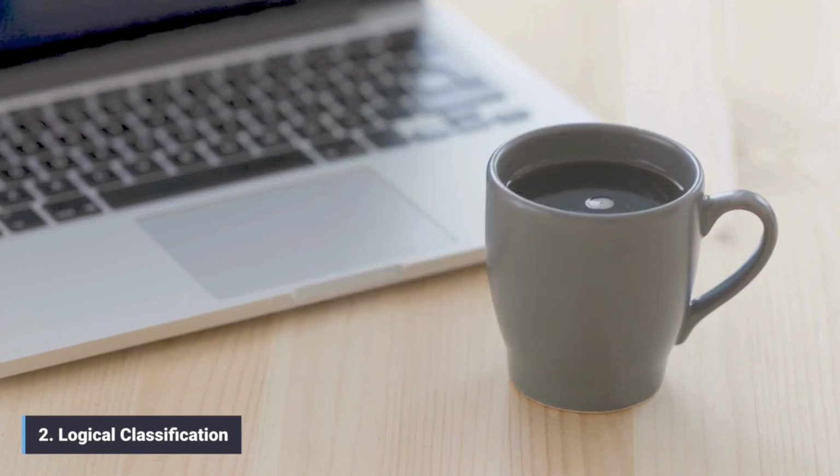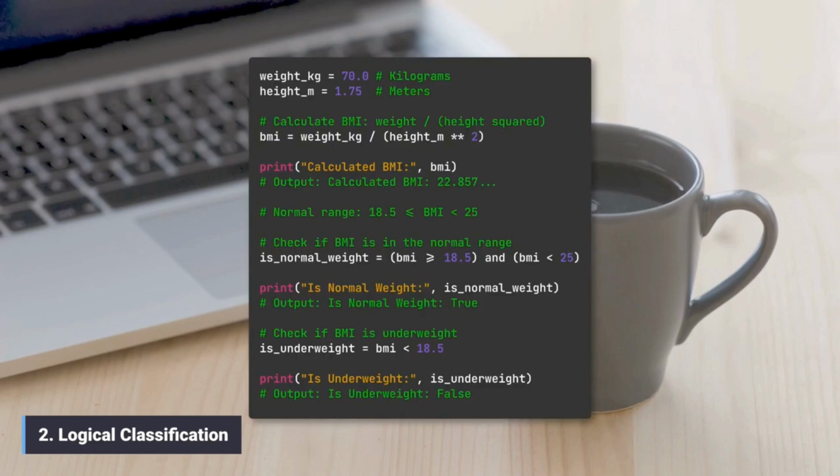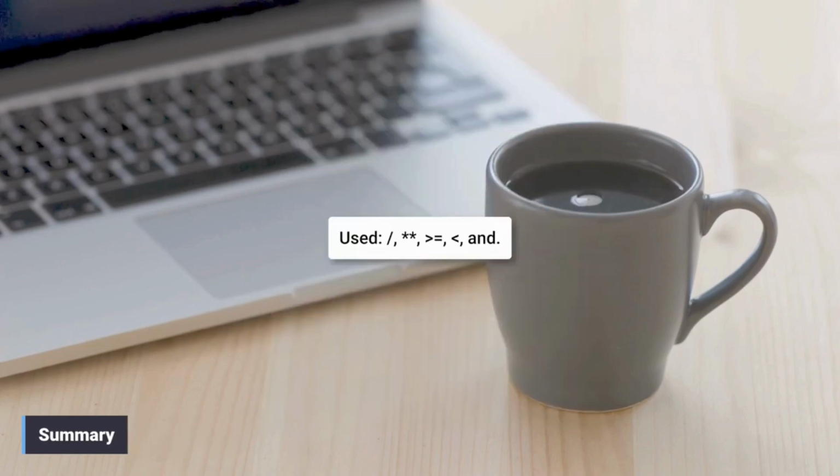We can similarly check for other categories, like if the person is underweight, which uses the less than operator. To summarize, we combined arithmetic operators for calculation and comparison operators with the AND logical operator to classify the result, demonstrating a real-world application of the concepts in this chapter.